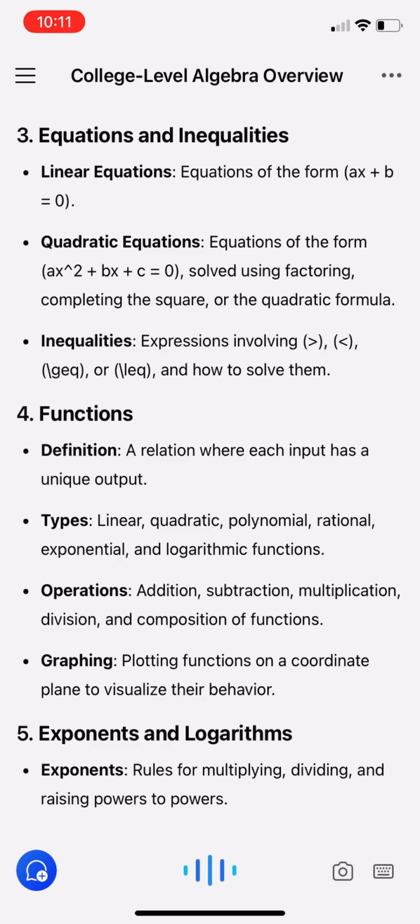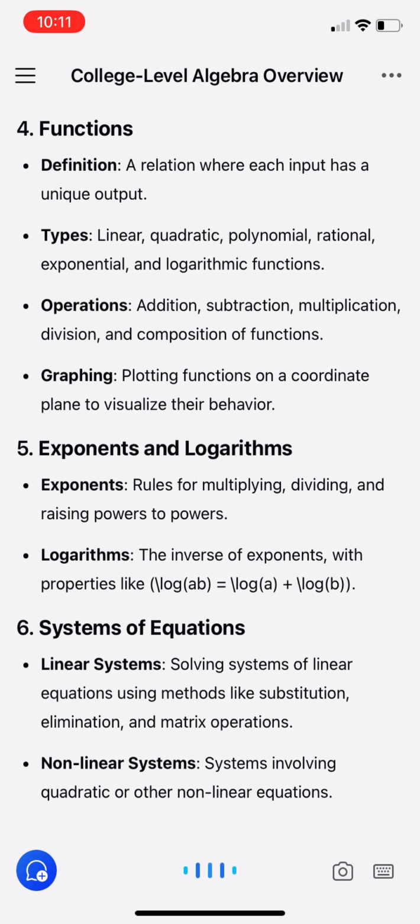4. Functions. Definition: a relation where each input has a unique output. Types: linear, quadratic, polynomial, rational, exponential, and logarithmic functions. Operations: addition, subtraction, multiplication, division, and composition of functions. Graphing: plotting functions on a coordinate plane to visualize their behavior.